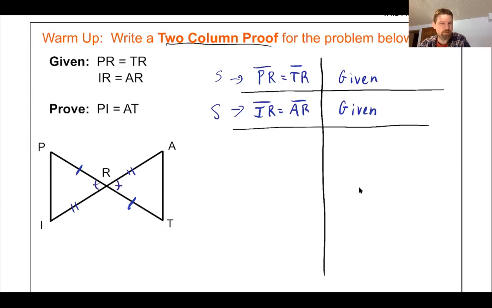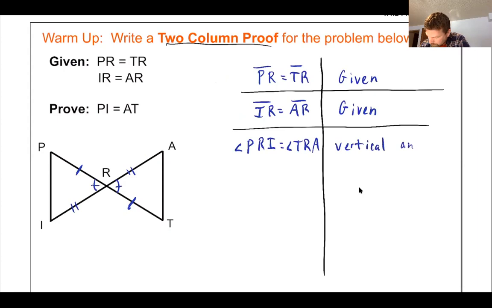it'd be those angles there, because those are vertical angles and vertical angles are congruent. So that's what I'm going to write. I know this angle PRI is going to equal this angle TRA. And I know they're congruent because they're vertical angles. So my reason is vertical angles. When we have vertical angles, the angles are congruent.